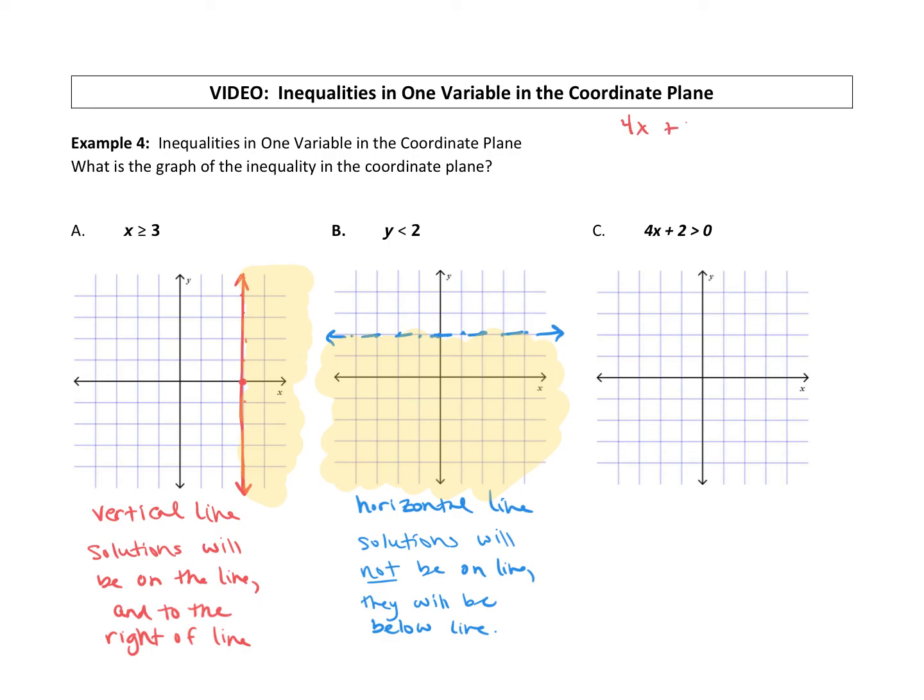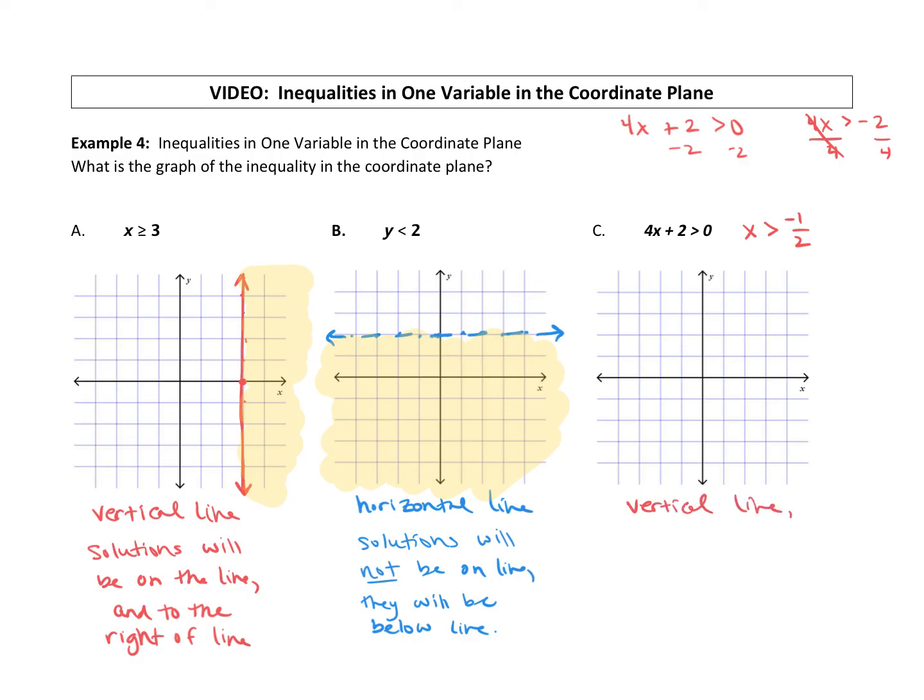We have 4x plus 2 is greater than 0, so we'll subtract 2. 4x is greater than negative 2. Keep solving for our variable, divide by 4. So our inequality that we're going to graph is x is greater than negative 2 over 4, which reduces to negative 1/2. Anytime it's x and a number, that is a vertical line.